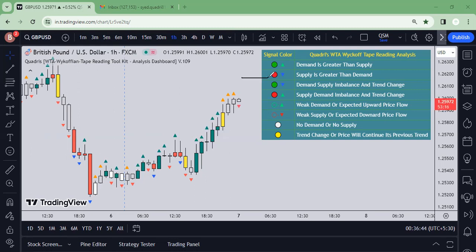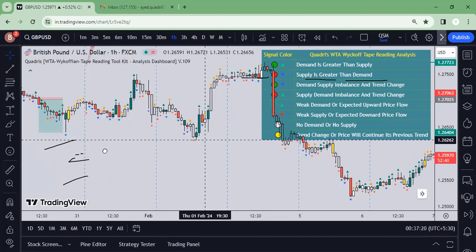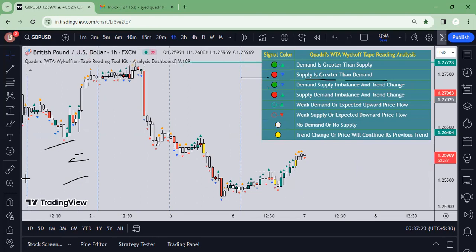Second thing, supply. Red means a red bar or red candle. Blue triangles facing downwards mean supply. So a red candle with a blue triangle downwards means supply is greater than demand. That's the reason we will see price plummeting downwards with high momentum. Let me zoom back.